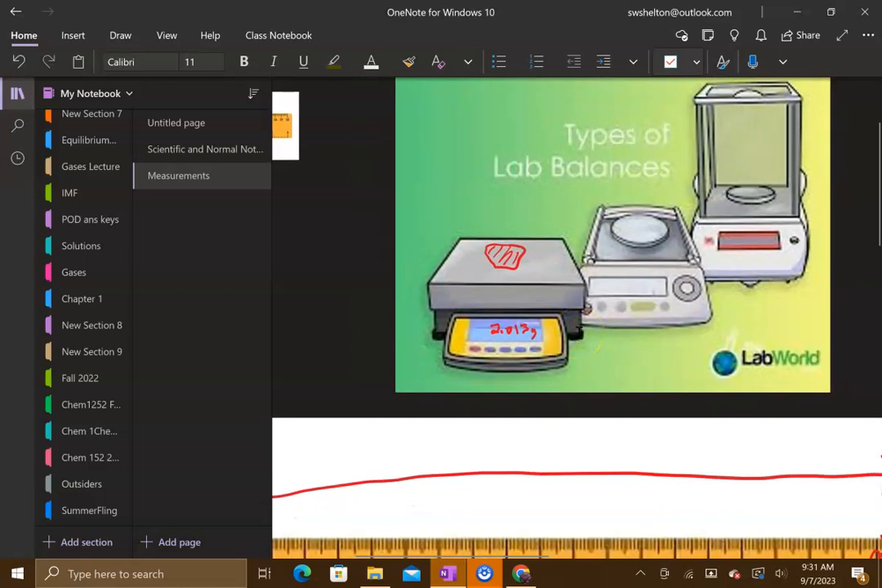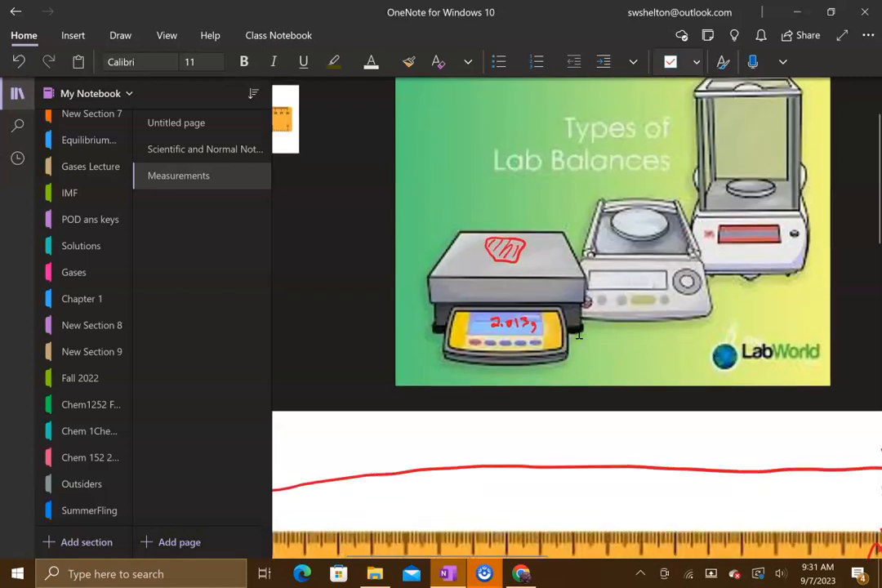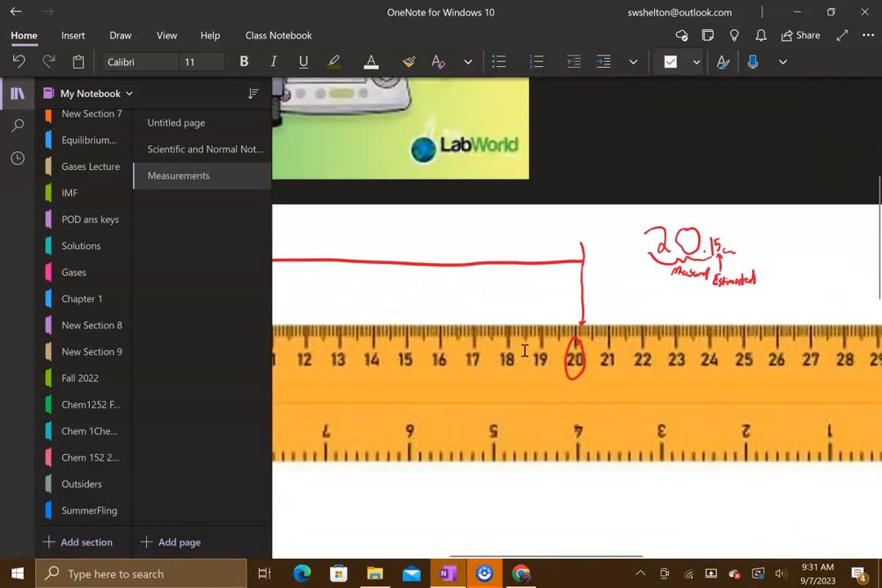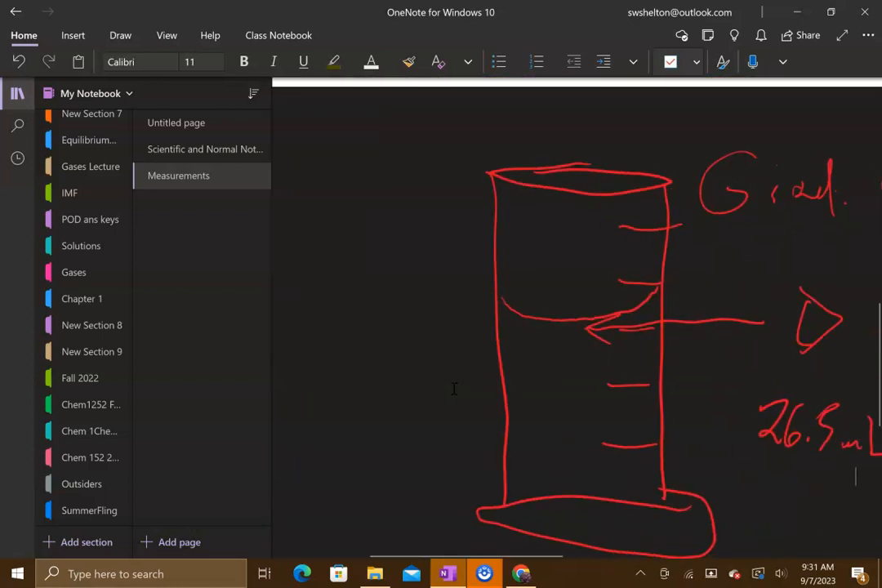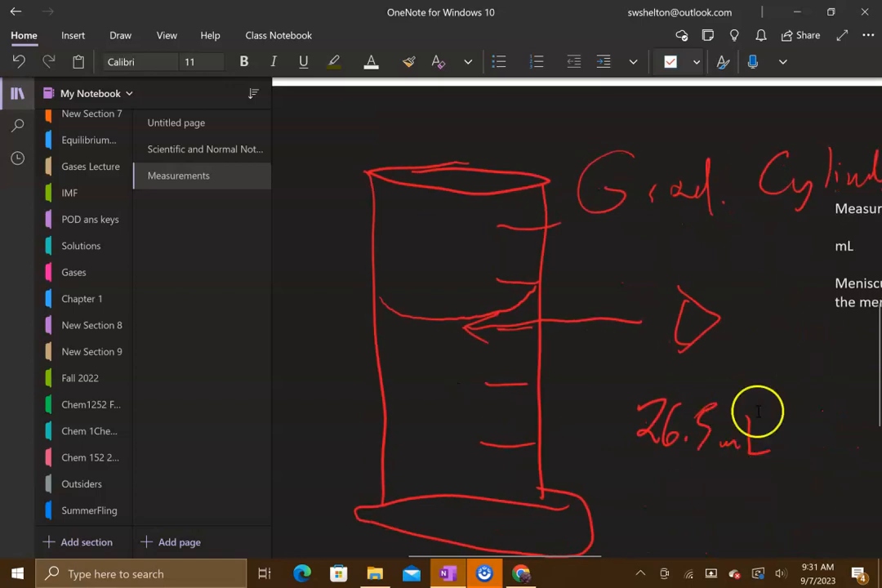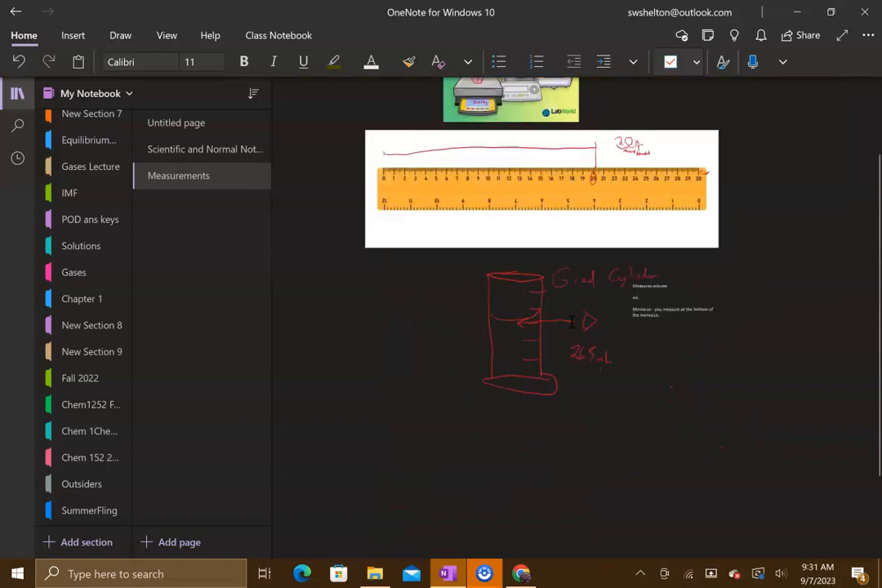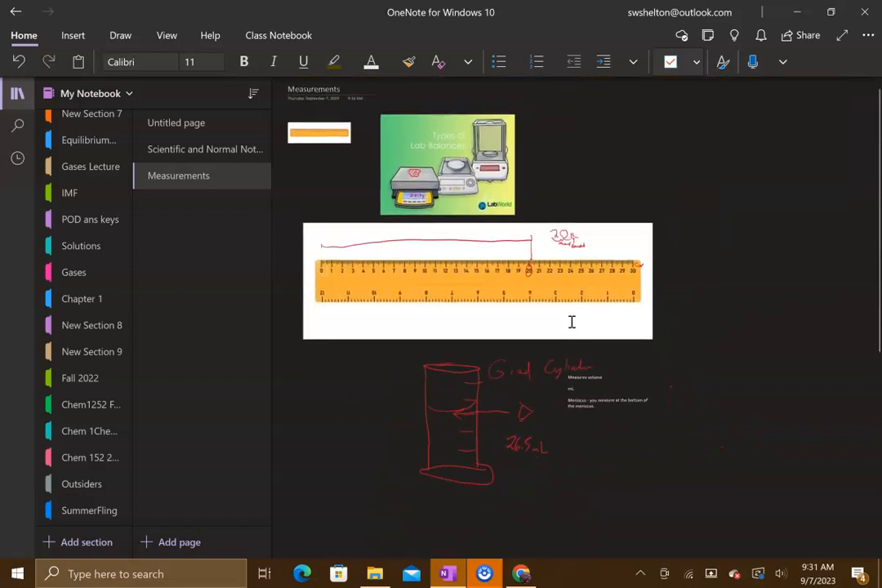So if you just write 2.013, okay, that's fine, but that's not right because you forgot your unit. Don't forget your unit. So mass is in grams, your ruler is going to be in centimeters, and then your graduated cylinder is going to be in milliliters. All right. So that's all I have for you in terms of measurements and the different tools.